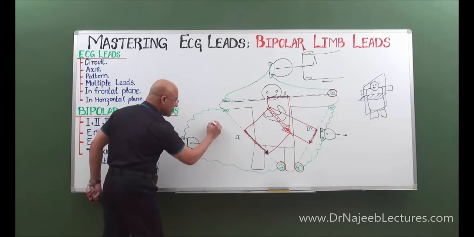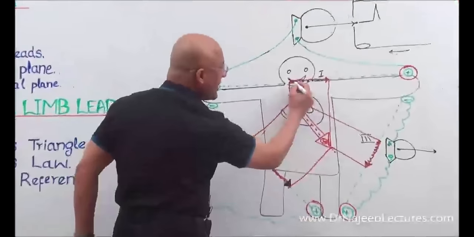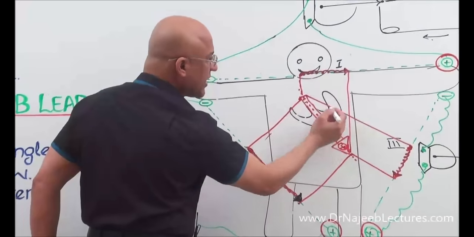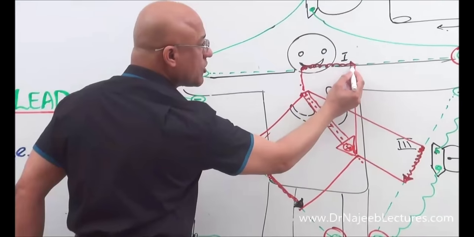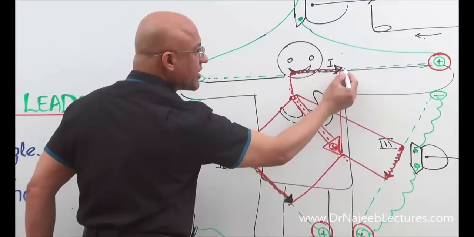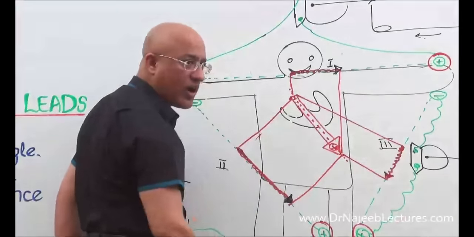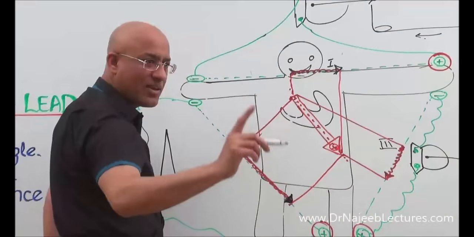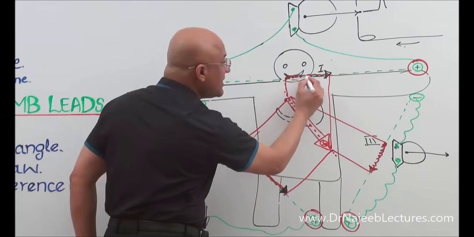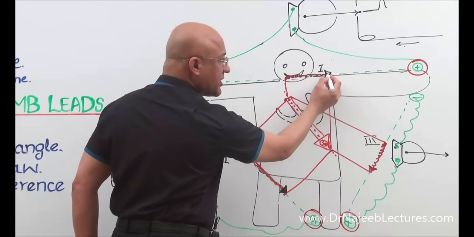Positive. Positive deflection, right? Now imagine, here it is, still a vector. A component of this QRS vector is moving along the axis of lead number 1, and the positive end is directed towards the positive electrode. So the girl is still moving towards that boy, a component of the girl. Don't ask which component, right? Now, will this give a positive deflection or negative? Positive. It will give mainly positive deflection.